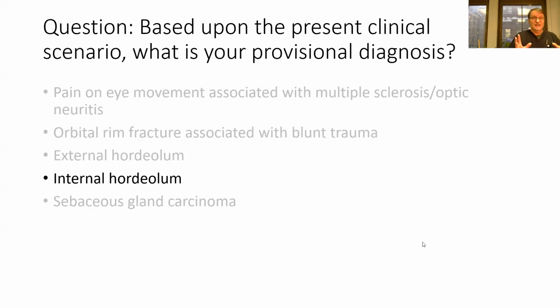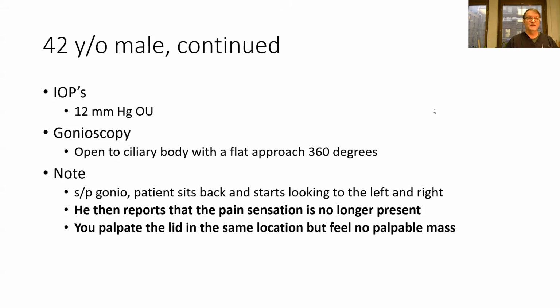So given the constellation of signs and findings, my differential at that point, my null hypothesis, was internal hordeolum. But it got interesting because this is where my Bayesian logic sent me one direction and then there was a change. His IOPs were 12 millimeters of mercury in each eye.